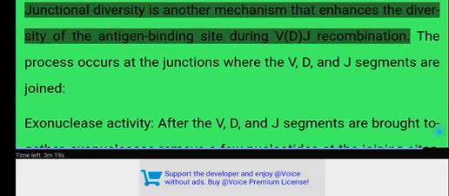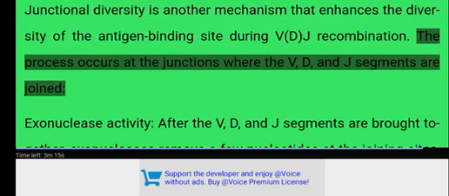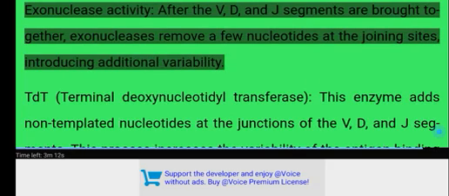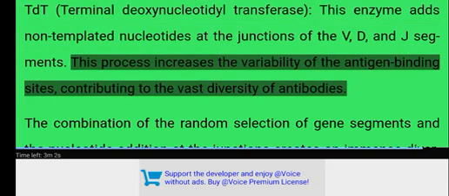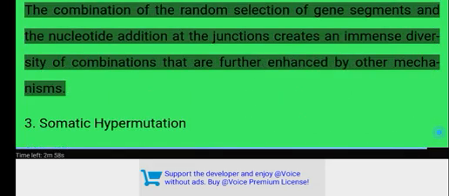2. Junctional diversity. Junctional diversity is another mechanism that enhances the diversity of the antigen binding site during VDJ recombination. The process occurs at the junctions where the V, D, and J segments are joined. Exonuclease activity. After the V, D, and J segments are brought together, exonucleases remove a few nucleotides at the joining sites, introducing additional variability. TdT, terminal deoxynucleotidyl transferase. This enzyme adds non-templated nucleotides at the junctions of the V, D, and J segments. This process increases the variability of the antigen binding sites, contributing to the vast diversity of antibodies. The combination of the random selection of gene segments and the nucleotide addition at the junctions creates an immense diversity of combinations that are further enhanced by other mechanisms.